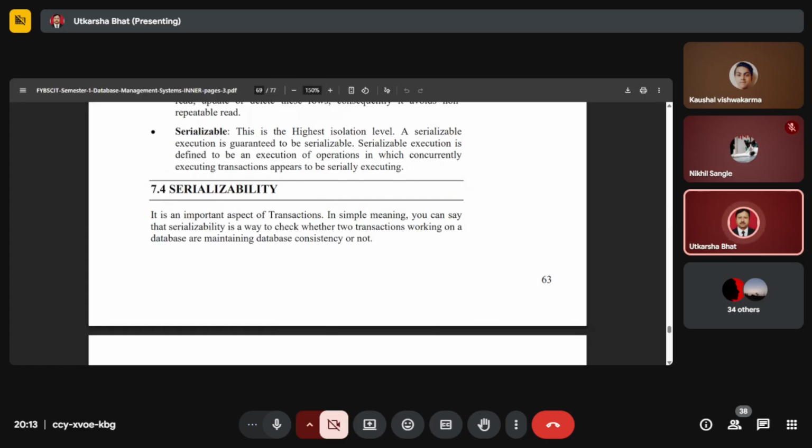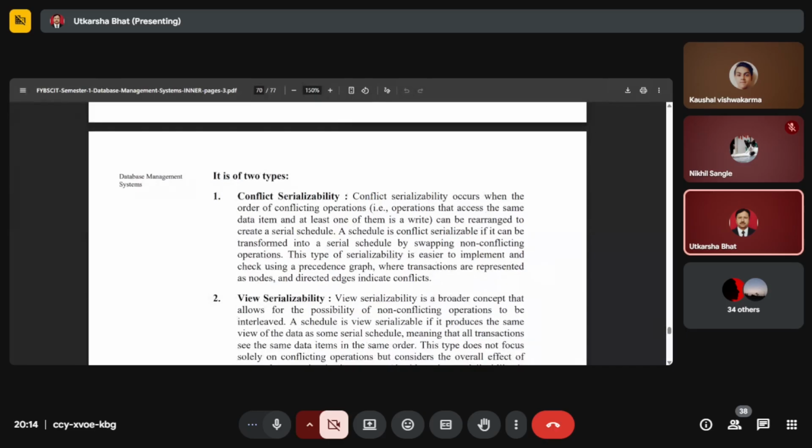It is an important aspect of transactions. In simple meaning, you can say that serializability is a way to check whether two transactions working on a database are maintaining database consistency or not. It is of two types: conflict serializability and view serializability.